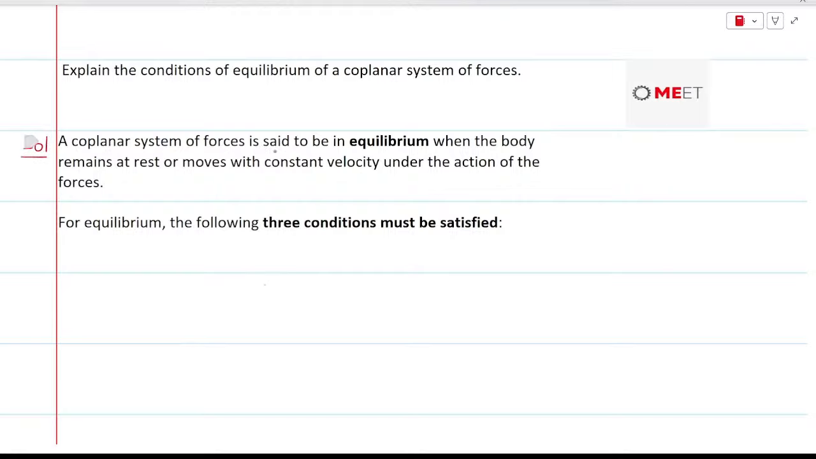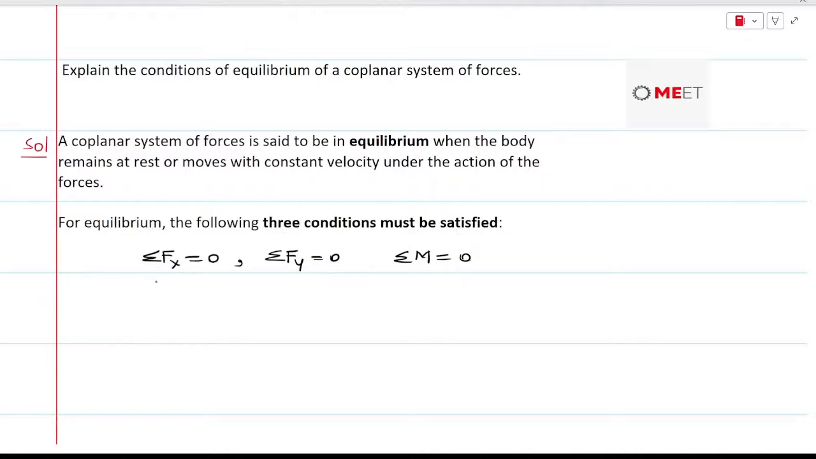A coplanar system of forces is said to be in equilibrium when the body remains at rest, or is moving with constant velocity, under the action of forces. A change in the state of the body is specified by the rate of change of velocity, that is, acceleration. For equilibrium, three conditions need to be satisfied: summation of forces in the x direction should be 0, summation of forces in the y direction has to be 0, and the summation of moments should be equal to 0.